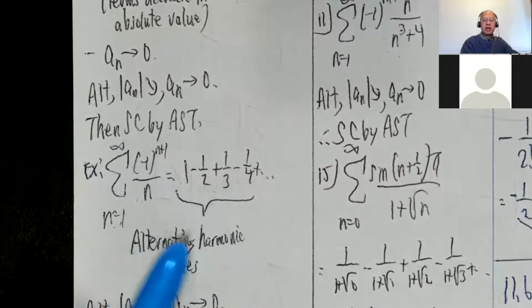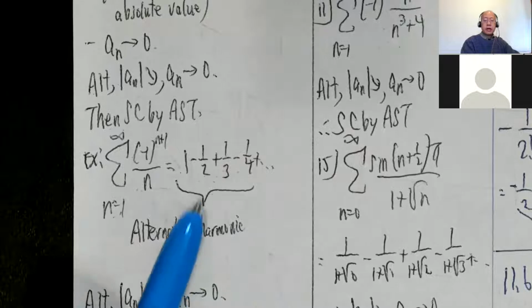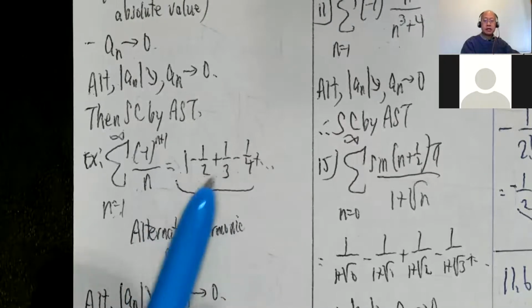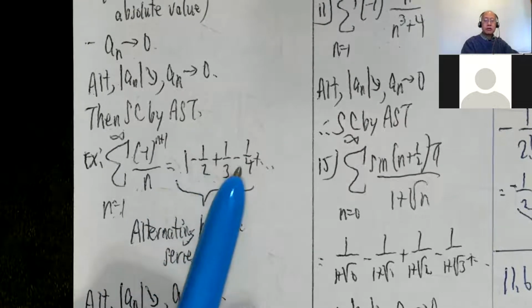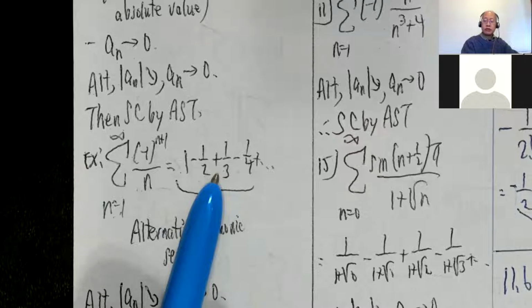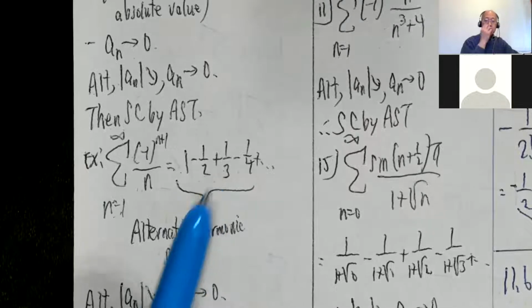This is the alternating harmonic series. Now the regular harmonic series, they're all pluses: 1 plus a half plus a third plus a fourth and so on. We know that diverges. But what about the alternating harmonic series?